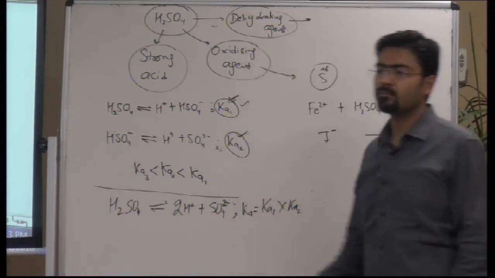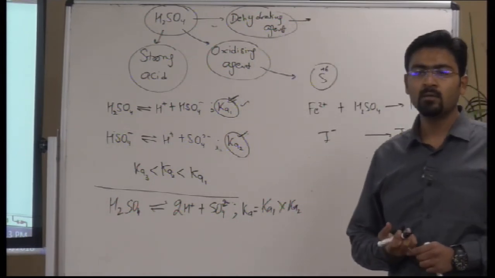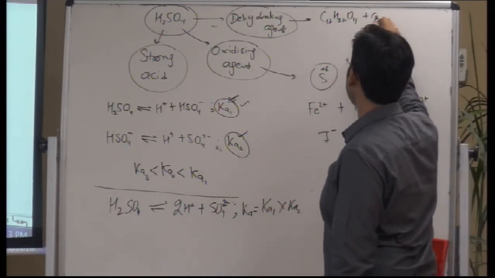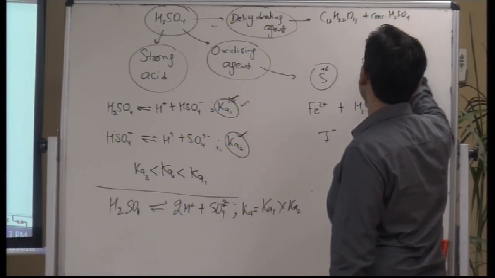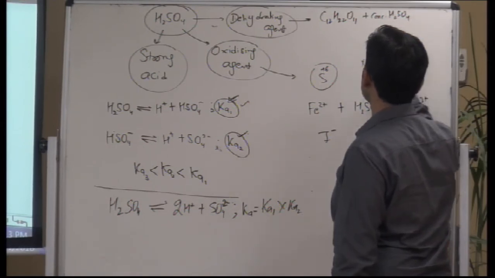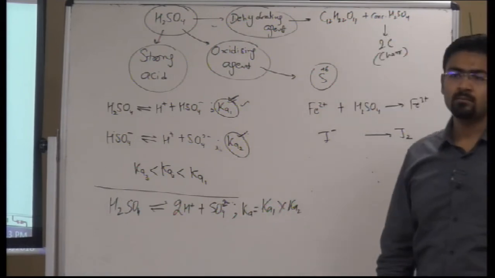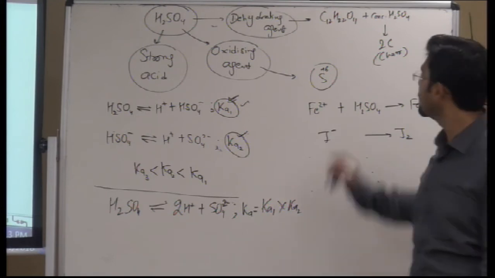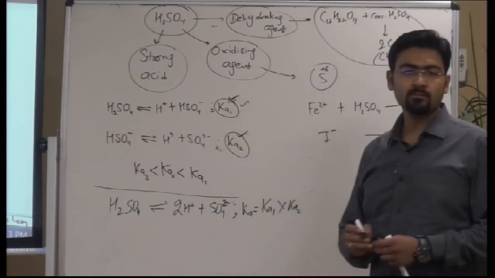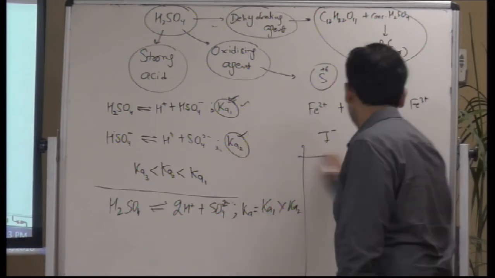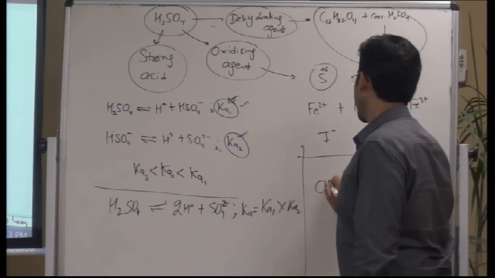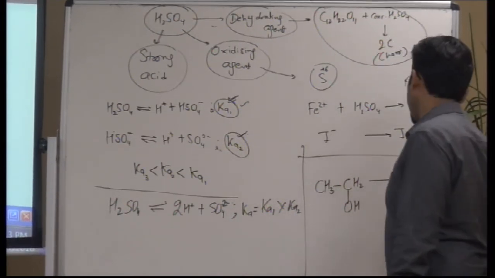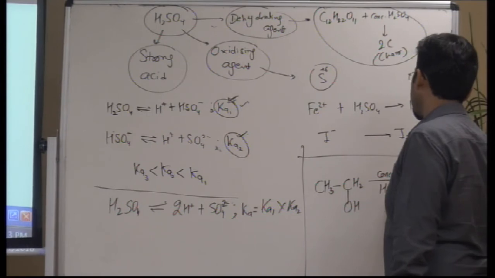Dehydrating agent. It's a good dehydrating agent. You might have studied that if you have, for example, sugar and you make it react with concentrated sulfuric acid, it forms char. Charring of sugar, it's also called, a black powder remains. So why does this happen? Or a simple case, something you must have studied: for example, I have CH3CH2OH, ethanol, and I am making it react with concentrated sulfuric acid. What will happen?